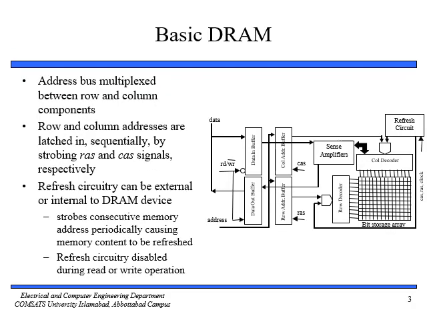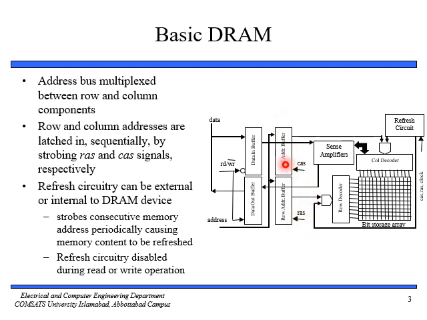Now in our basic DRAM, the address bus is multiplexed between rows and columns. So this is our address bus, as you can see here. It is multiplexed between the row and column components. Row and column addresses are latched in sequentially by strobing the RAS and CAS signals. Strobing means just a signal. So we can latch our column address in the buffer and we can latch our row address in the buffer with the help of these two signals, which are called strobe signals.